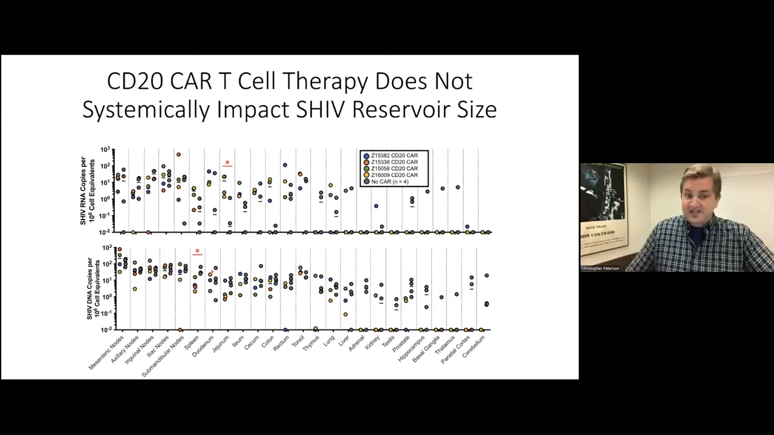This is obviously disappointing. The hypothesis here is that we would just eradicate everything and only see viral DNA in our four control animals that were SHIV infected and aren't suppressed. Those are in gray, and in our colored circles, we would see no viral RNA or DNA, but it doesn't look like the CD20 based CAR T cell based disruption of the B cell follicles had a huge impact on reservoir size, at least by these first pass metrics.